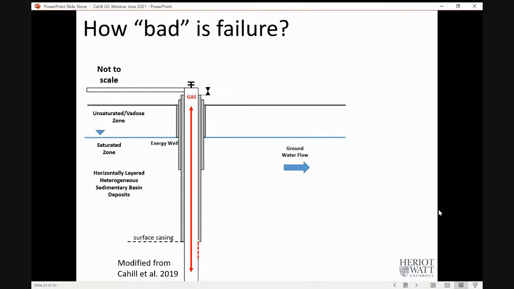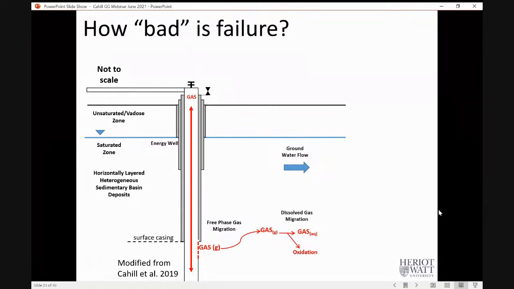If we think about a conceptual model of what happens when we get integrity failure at an energy well, we have some failure at some point in the well structure. Let's say it happens down there below the surface casing. We get a free phase gas leaving the well structure and migrating into the intersected geology as a free phase.